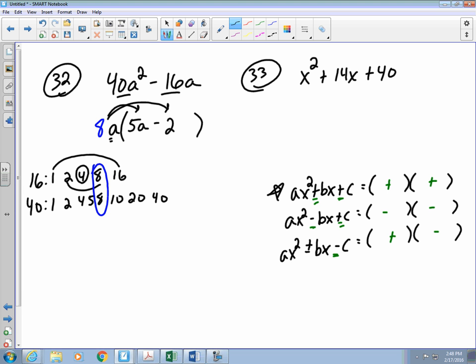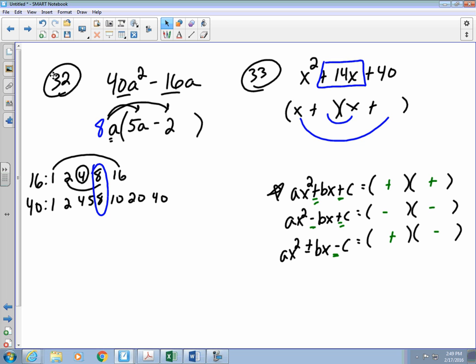For 33, we already went through the signs. We know it was plus plus. And the only way to get the first term, x squared, is x and x. So now it's just a matter of, we call it the smiley face. You want to check to see that the inside and the outside give you 14. And what are your options? Those are the things that multiply to get you 40, so that's all of these options over here that we just went through.